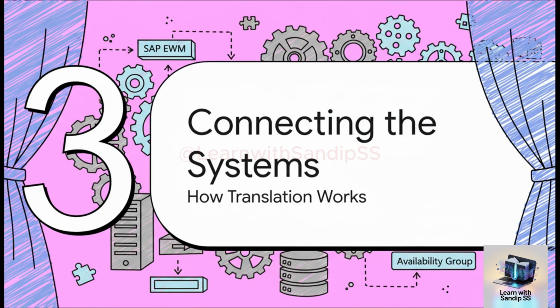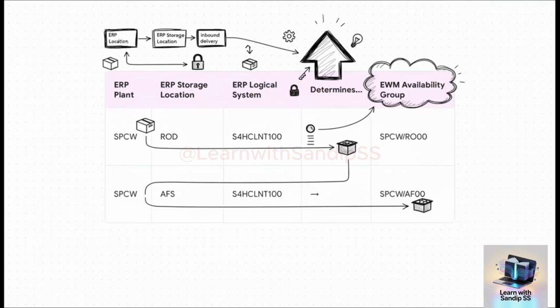Okay, let's pull back the curtain for a second and see how this translation actually works inside the system. It's actually way more logical and straightforward than you might think. Under the hood, EWM uses a simple little mapping table, just like this one. When a delivery comes in, EWM looks at three things: the plant, the storage location it's coming from, and the logical system, which is just a fancy name for the ERP system it came from. Those three pieces of information act like a key, and they point to exactly one availability group. So as you see here, the ROD storage location points to one group, and the AFS one points to a completely different one. Simple as that.